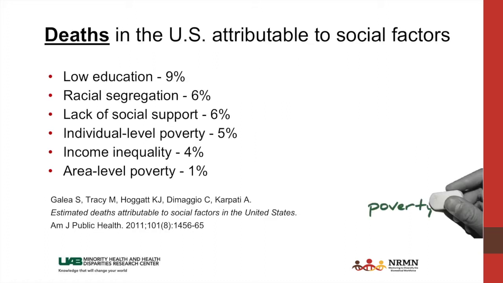Some researchers found that some percentage of deaths in the United States could be attributable to social factors. For example, low education can contribute 9% to death in the United States. Racial segregation can contribute about 6%. Lack of social support, individual level poverty, income inequality, and neighborhood area poverty can also contribute to death in the United States. And all of that probably is due to poverty.